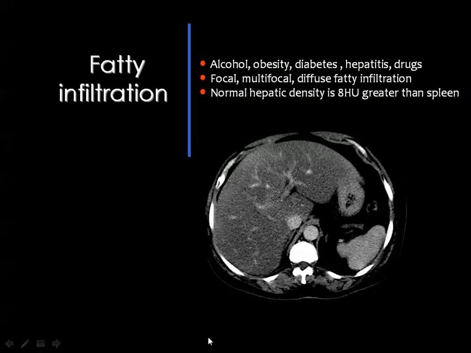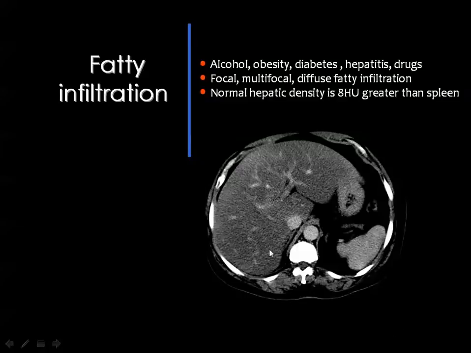Then one of the diffuse diseases in the liver is the fatty infiltration, and the causes are well known to all of you, including alcohol and obesity, diabetes, hepatitis, and some of the drugs, especially the chemotherapeutic drugs. Fatty infiltration may be diffuse, may be focal, may be multifocal, and the normal density of the liver is usually 8 Hounsfield units greater than that of the spleen. But this difference cannot usually be appreciated on the CT scan, and you always see the liver is of similar density normally to that of the spleen.